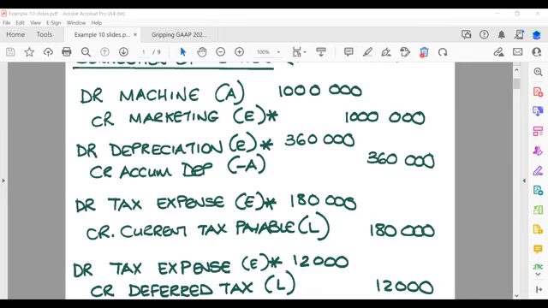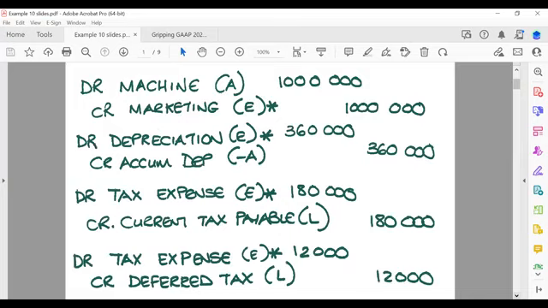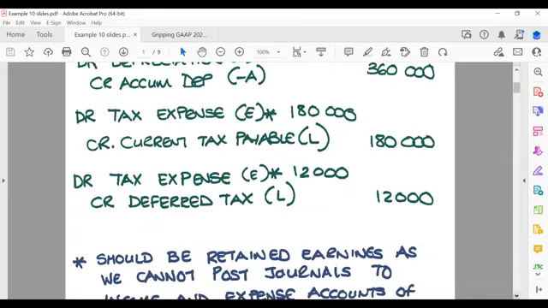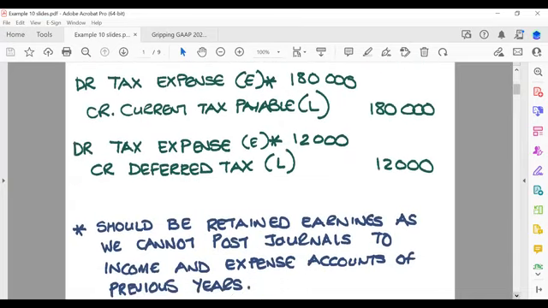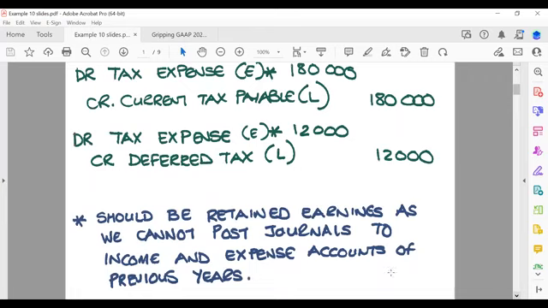If you scroll down on my slide, you'll see that wherever I've put a star in my journals, I've said here, we should not be debiting those accounts. Instead, that account should be retained earnings, because we cannot post journals to income and expense accounts that were closed off to profit and loss in our previous years. So wherever you see a little star, you know that that account should be retained earnings.